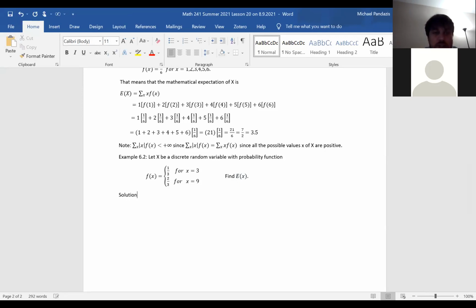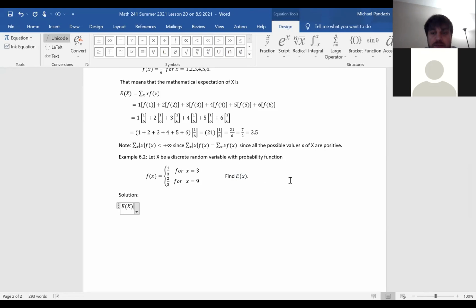Okay, and so the solution, well, E of X. So we're going to take the sum over all possible values, little x of capital X, of x times f of x. So we have that's equal to 3 times f of 3 plus 9 times f of 9. So that's 3 times f of 3, which is 1/3, plus 9 times f of 9, which is 2/3. So that's equal to 1 plus 6, which is 7.